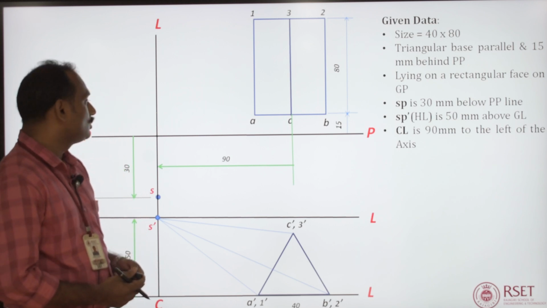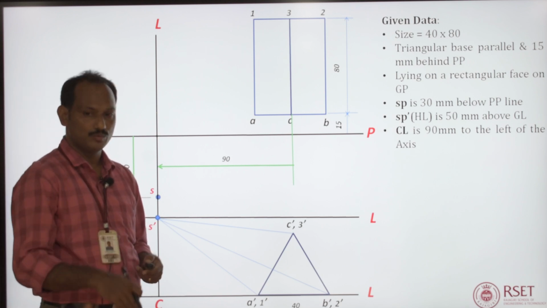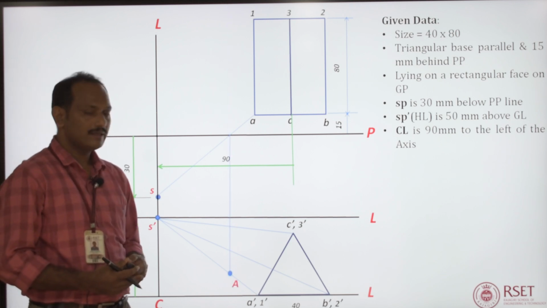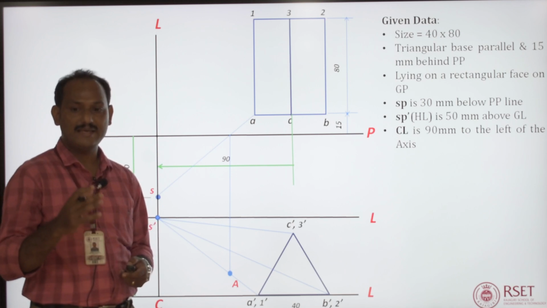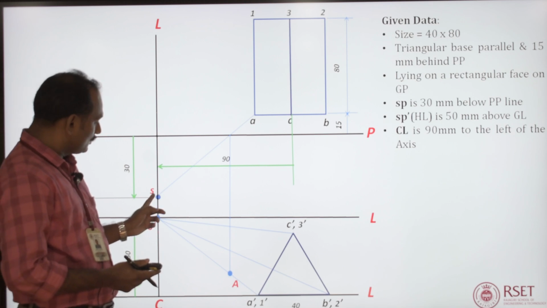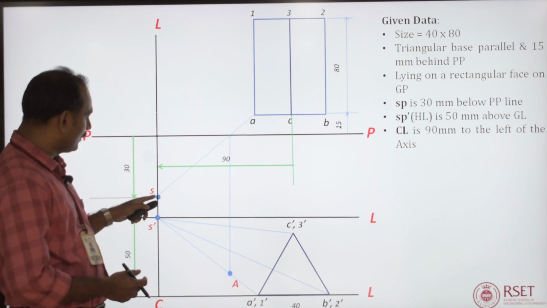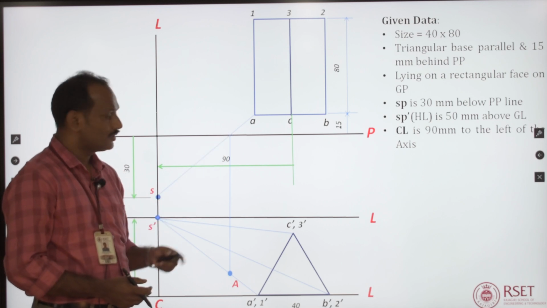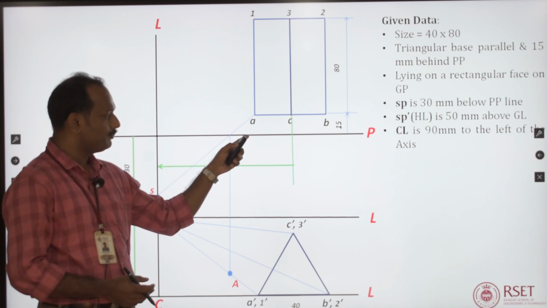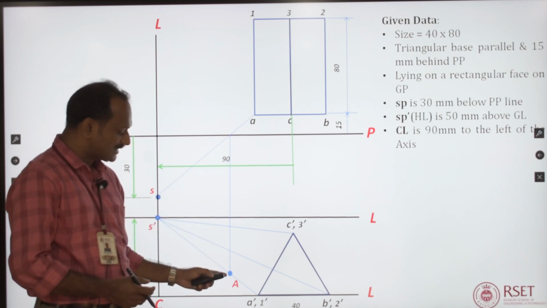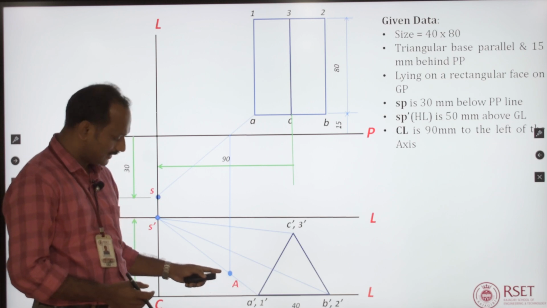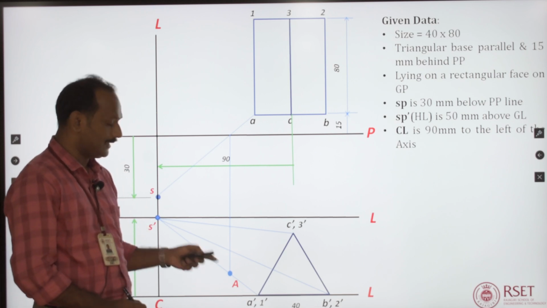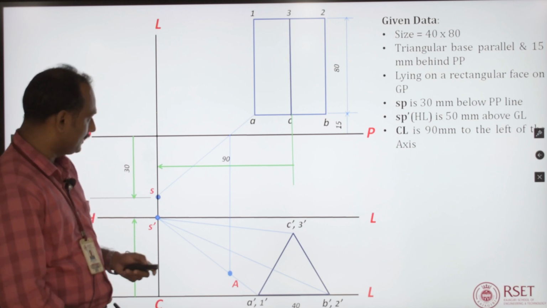Now, we need to draw the visual rays in top view. So, to find the perspective point of A, draw the visual ray in top view from S to the point A, and from the intercept of this top view visual ray and PP, you draw a vertical projection line to the corresponding front view visual ray, that is S dash A dash. You will get the perspective view of point A.